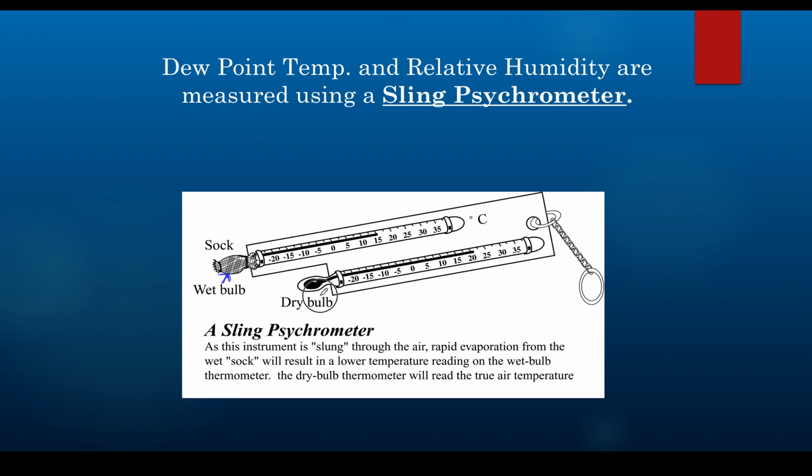And the dry bulb does not have a piece of cloth on it. We swing this around for about 30 seconds, and we read the difference between the two. First thing we notice is that the wet bulb is 15 degrees, and the dry bulb, let's say, is about 21 degrees Celsius. So they're not the same. We can tell right now that because they're not the same, we do not have 100% humidity. The wet bulb will always be less than the dry bulb, and that is because evaporation is a cooling process.